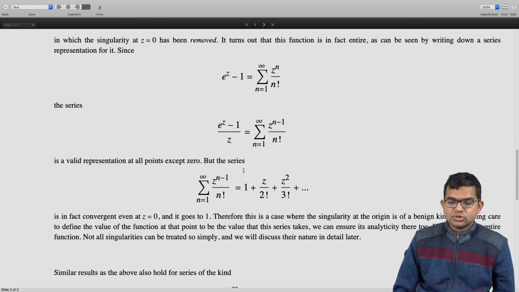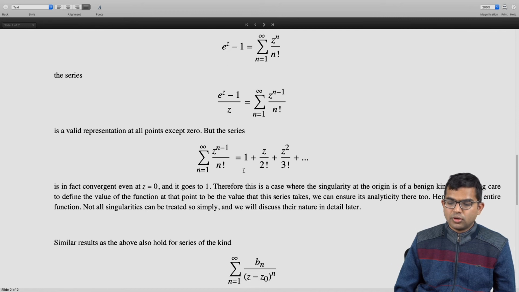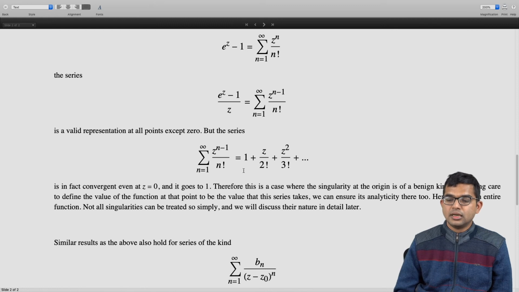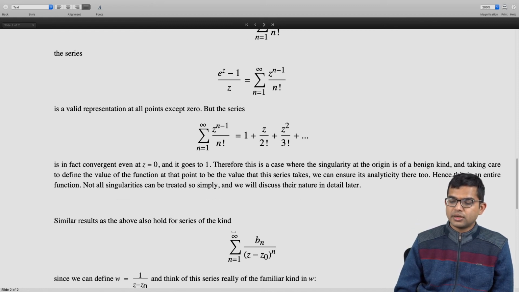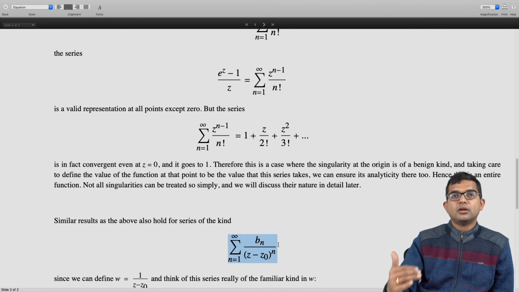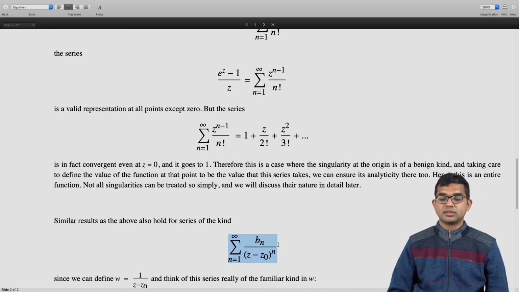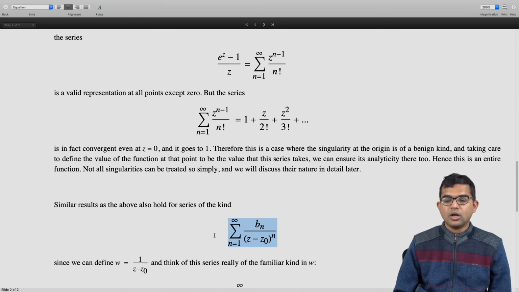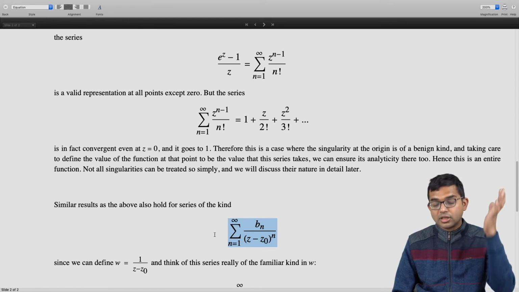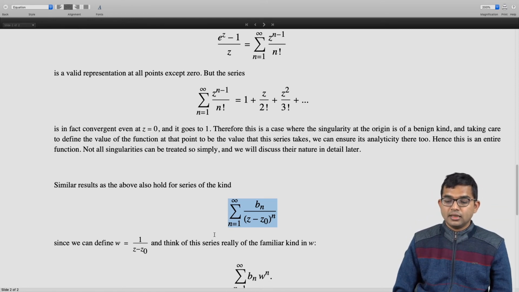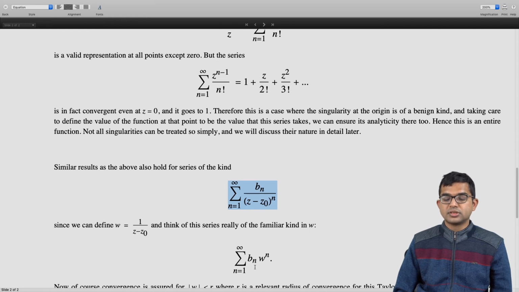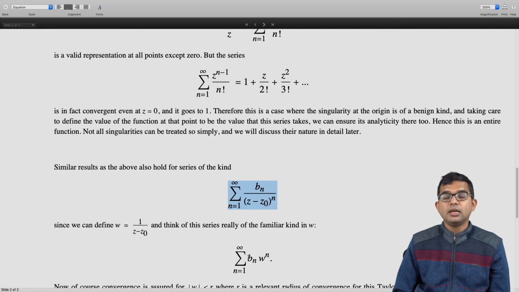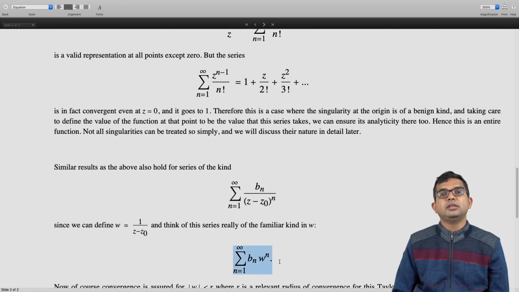Okay, so similar results will hold also for Laurent series expansions, right? So far we considered Taylor series expansions, but in fact, if you have a series of this kind where you have powers in 1 over z minus z naught, those too have similar results. The reason is that you can think of 1 over z minus z naught as some other complex number w, and so basically you are working with a series of this kind, b_n w to the n, where n goes from 1 to infinity, and so this is really like a Taylor series in w.